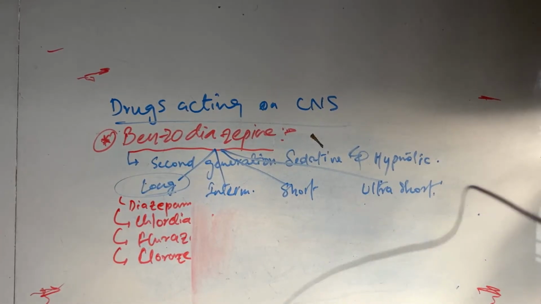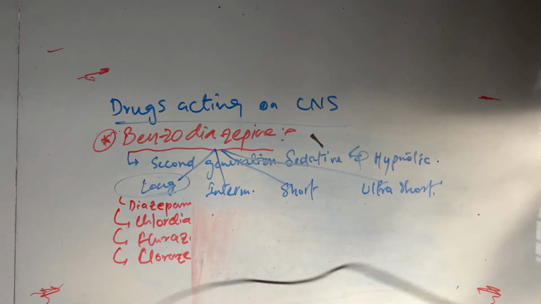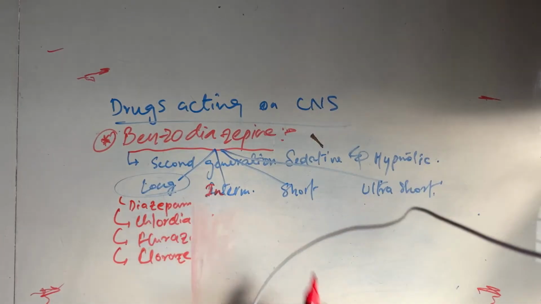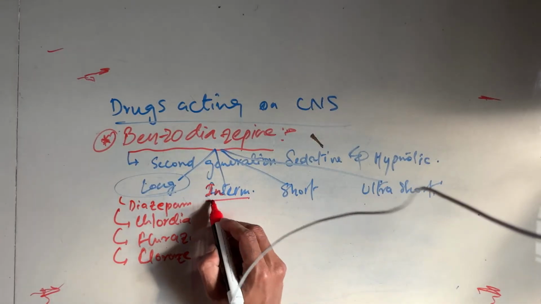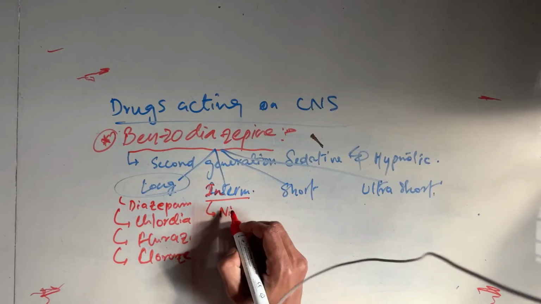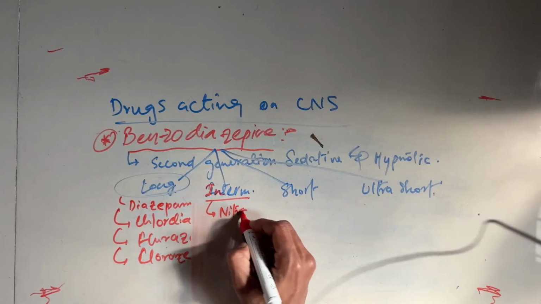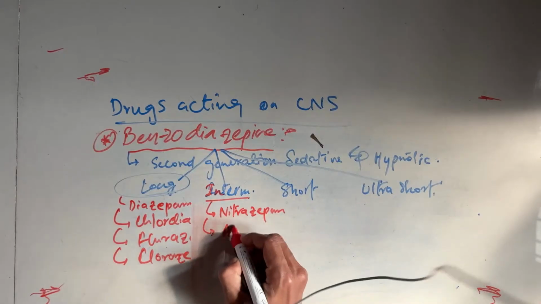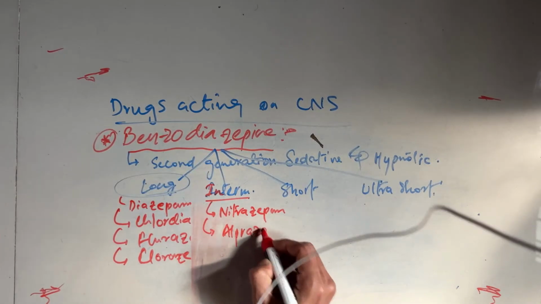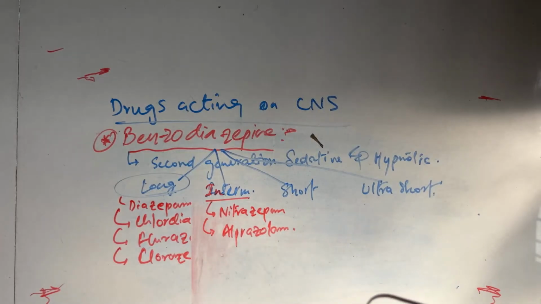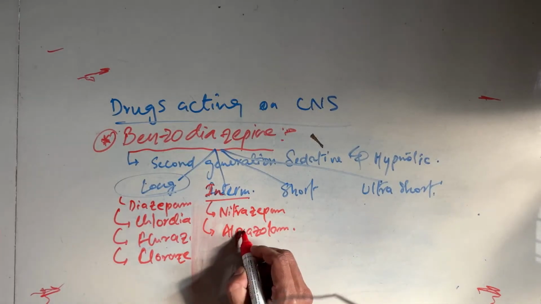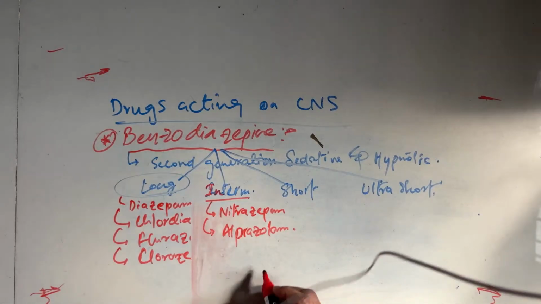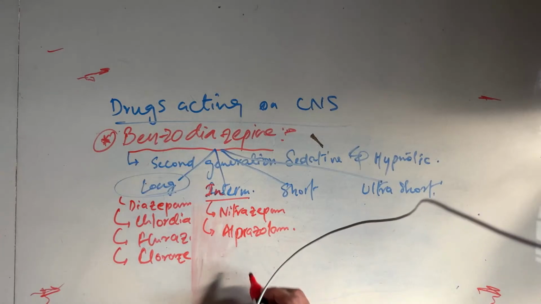Now after that we will see intermediate acting. So what are the intermediate acting benzodiazepines? In intermediate acting, IN is there. You just need to remember that IN. Number 1 is NI, so number 1 is nitrazepam, and next alprazolam. Alprazolam is very important from the point of view of GPAT and different pharmaceutical exams. Why? Because in alprazolam you will see one triazole ring. What is the structure of alprazolam?